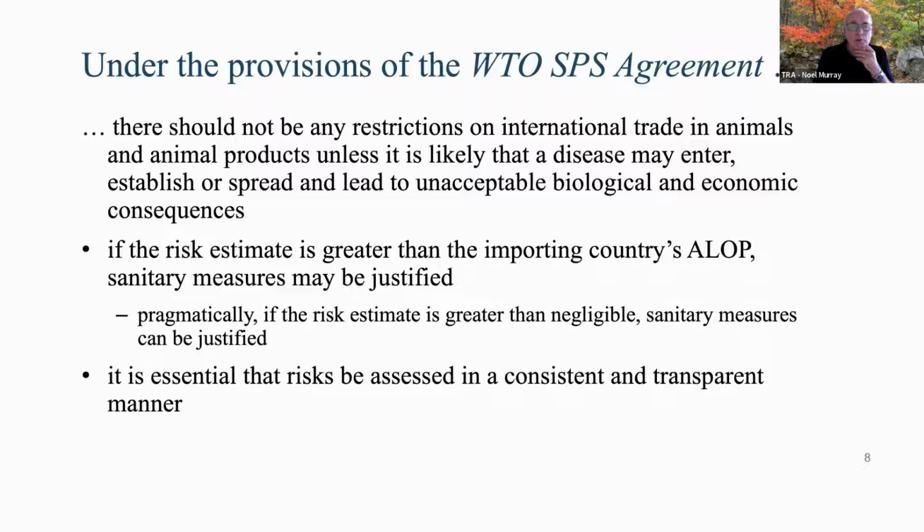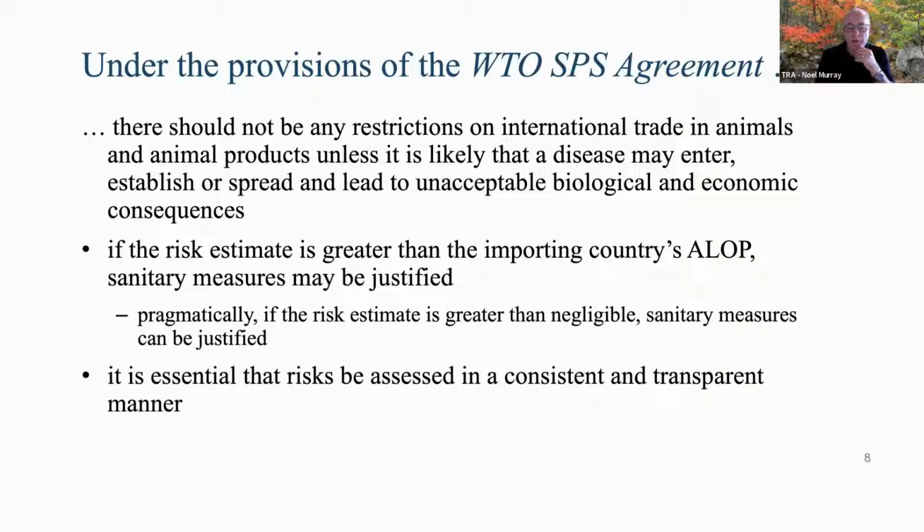So under the provisions of the SPS agreement, as we saw before, there shouldn't be any restrictions on trade unless it's likely that a disease may enter, establish or spread and lead to unacceptable consequences. So essentially, if the risk estimate's greater than the importing country's appropriate level of protection, then we can conclude that sanitary measures may be justified. So pragmatically, if the risk estimate is greater than negligible, then we can conclude that sanitary measures are justified.